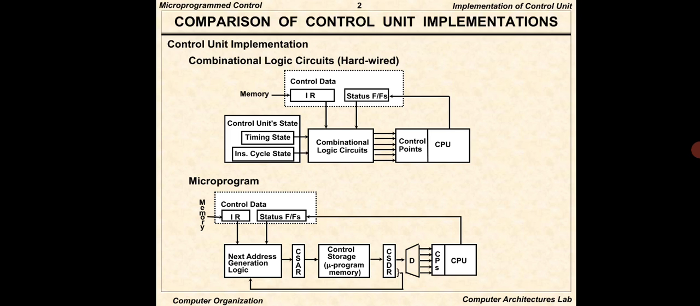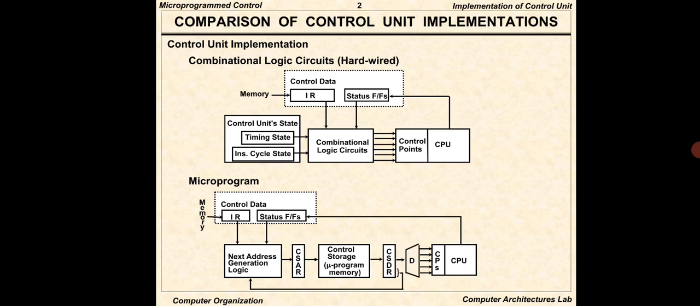In the block diagram below, you will find a microprogram control unit. Let us once again describe this hardwired control unit first, and then we will come to the microprogram control unit. In this hardwired control unit, you have the control data, where you have one register known as the instruction register, the IR register. This IR register receives the data from the memory.